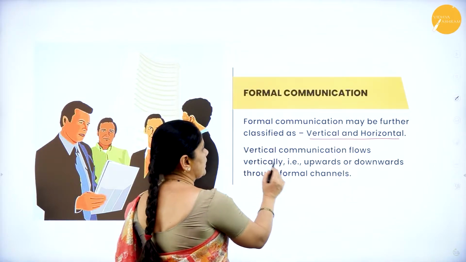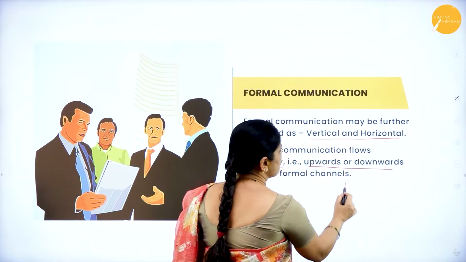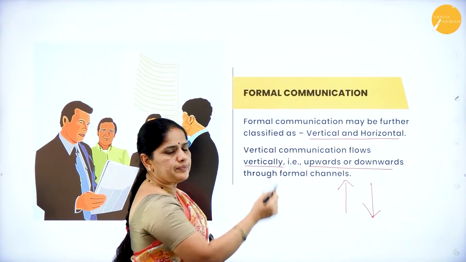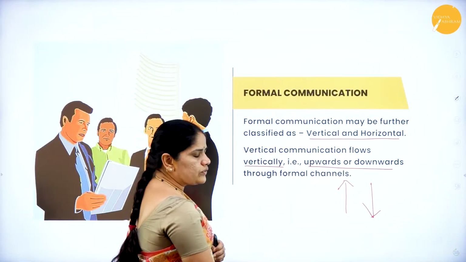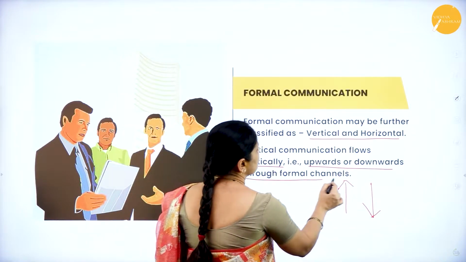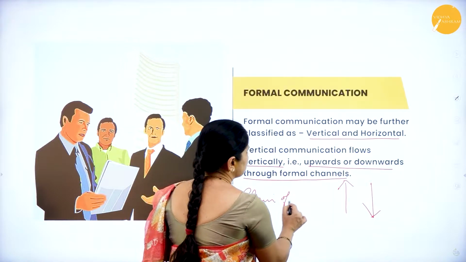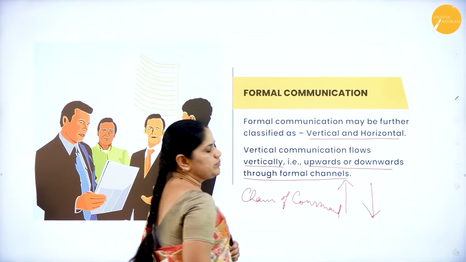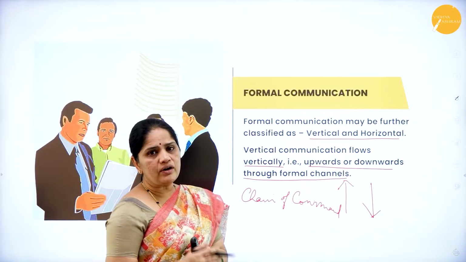Vertical communication flows vertically, that is upwards or downwards. Upwards means it is from the subordinate to the superior, and downwards means from the superior to the subordinate, and it will always flow through formal channels. It follows the chain of command. So, whenever there is any communication between the superior and the subordinate, it has to follow the chain of command.